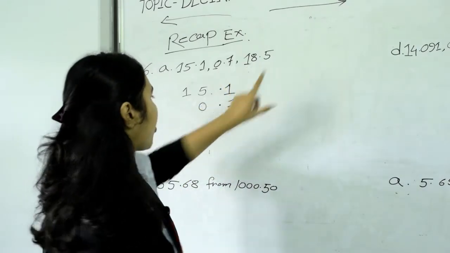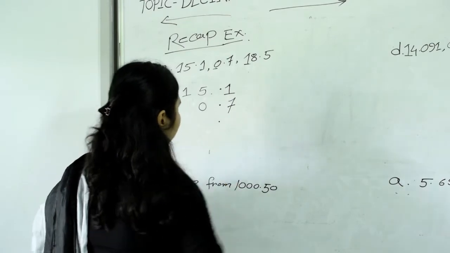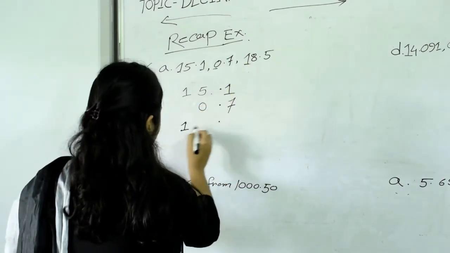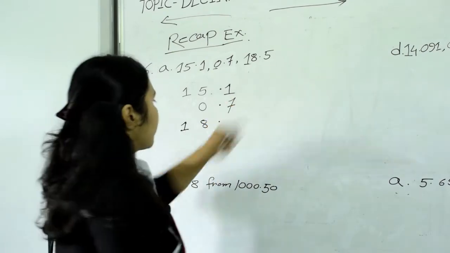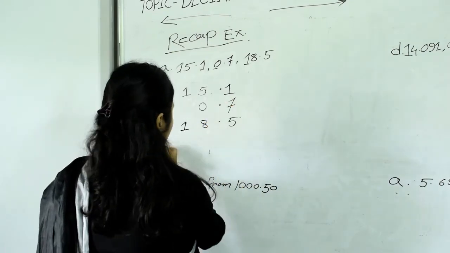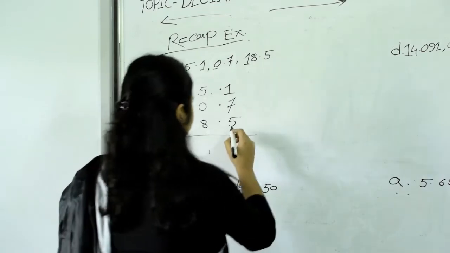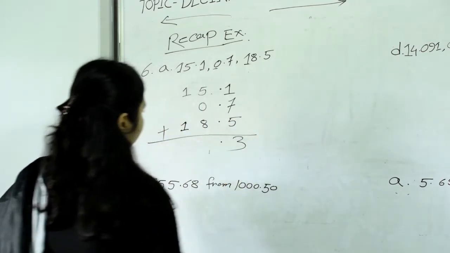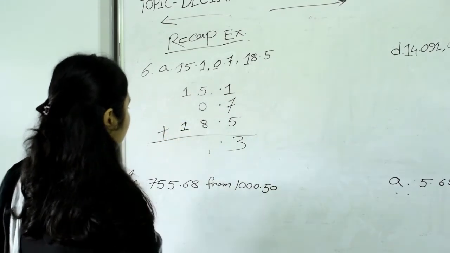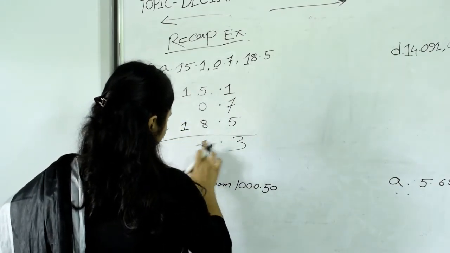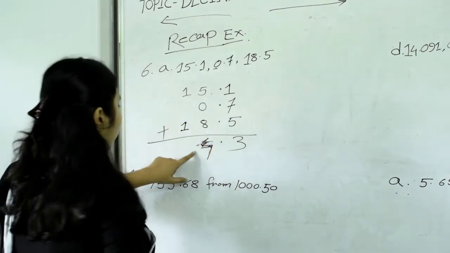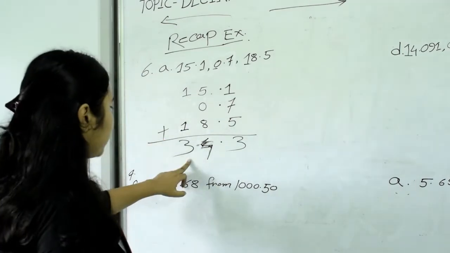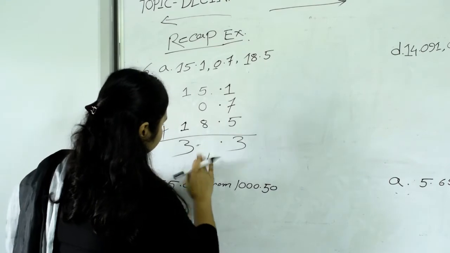Next 18.5. Again place this point. 18 means 1 tens and 8 ones, and 0.5 tenths. Now add: 5, 7, 12 plus 1, 13; 0.1, 5, 6; 14 plus 1 plus 1, 2, 3. So 34.4.